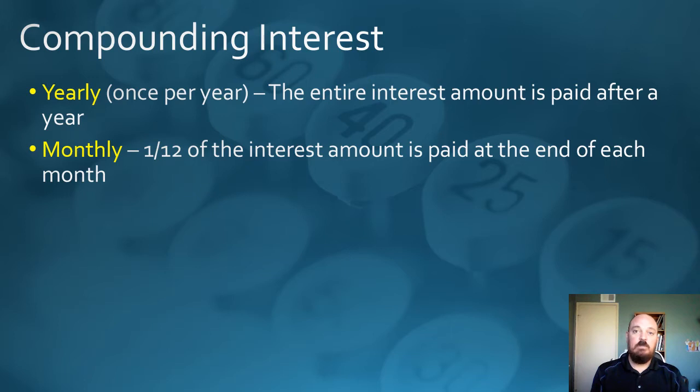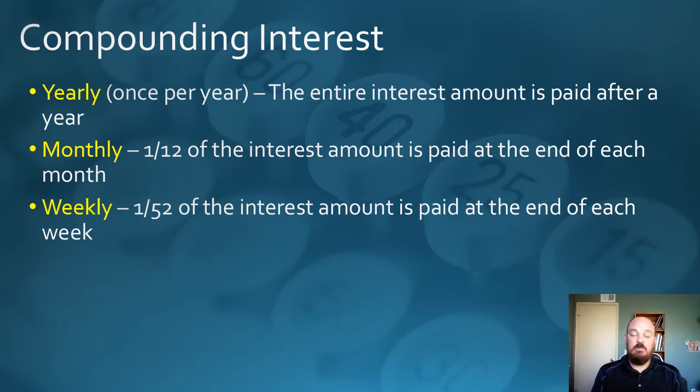Now, another way of compounding interest would be monthly. So maybe they're going to pay you at the end of every month instead of every year. Now they're still paying you the same amount. They're still paying you 2% interest. But what they're doing is giving you 1/12 of that amount each month, since there are 12 months in a year.